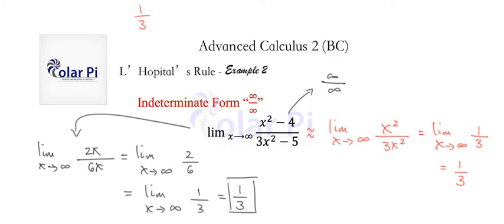Now, I know that examples 1 and 2 are fairly straightforward and very light, easy examples, but there are much harder examples to come, so keep watching. We have to start somewhere, right?